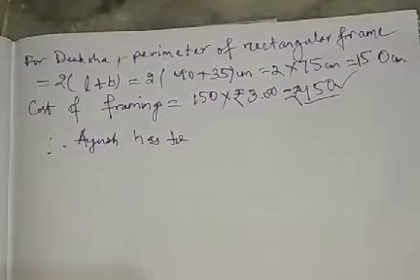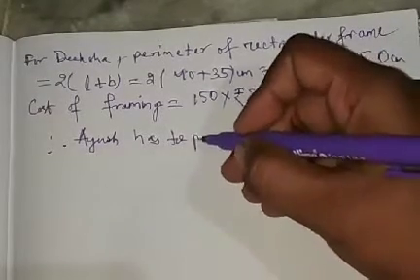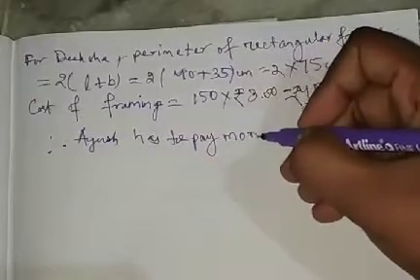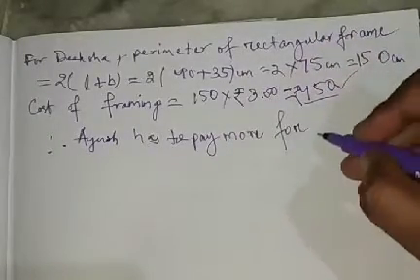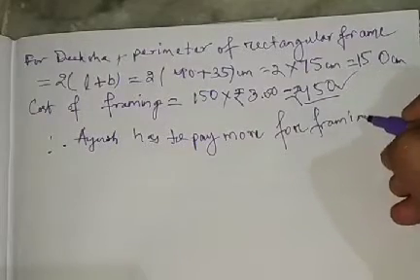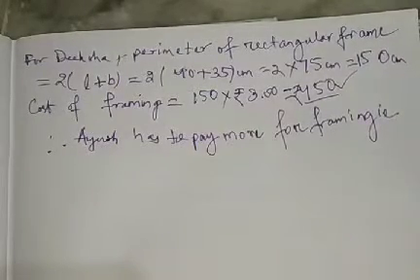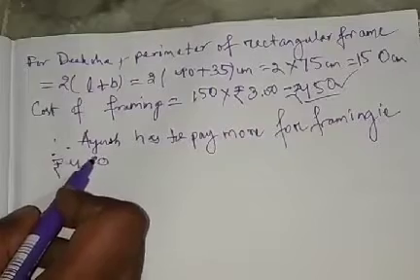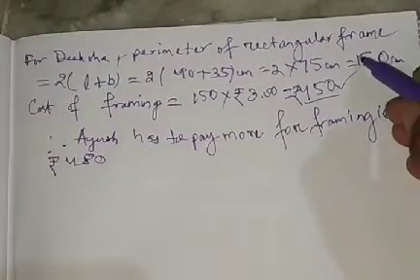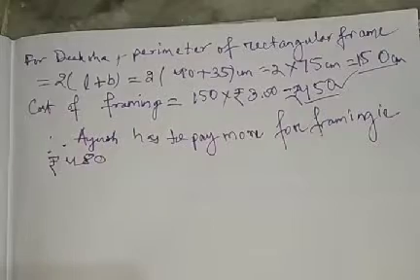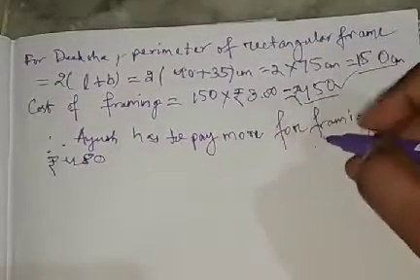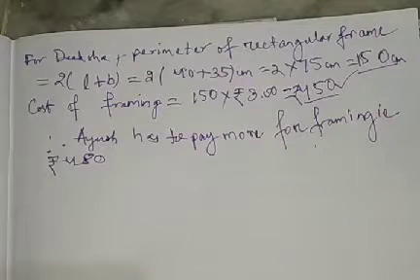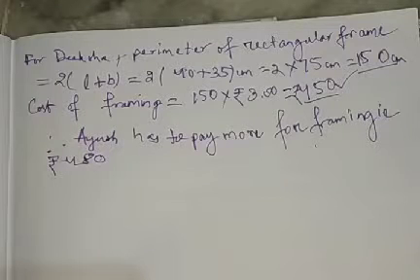to pay more for framing. That is how much rupees? Rupees 480. So here you look, who has more perimeter, that has to pay more. So Ayush has 160 centimeter and Diksha has 150 centimeter. That's why Ayush has to pay more.